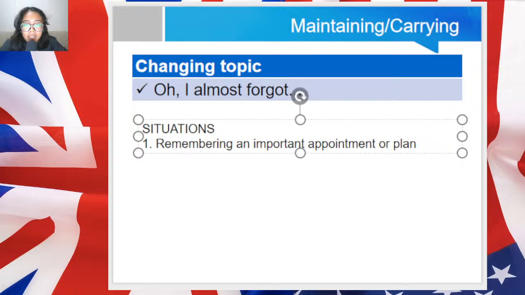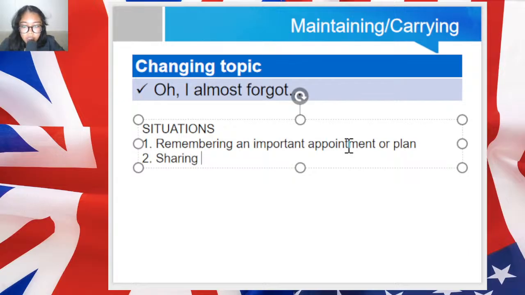Okay. Next to that, second, is sharing a piece of news. Sometimes you might be in a conversation and suddenly remember some exciting or important news you wanted to share. You'll say, "Oh, I almost forgot." That is a great way to introduce that news to the conversation.